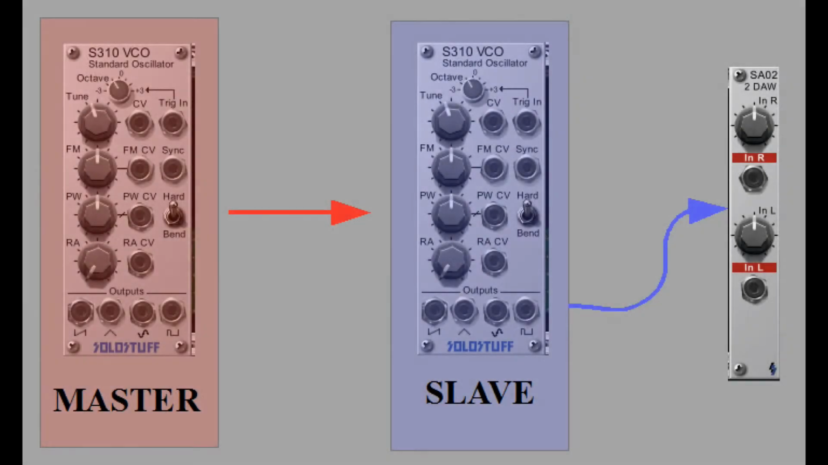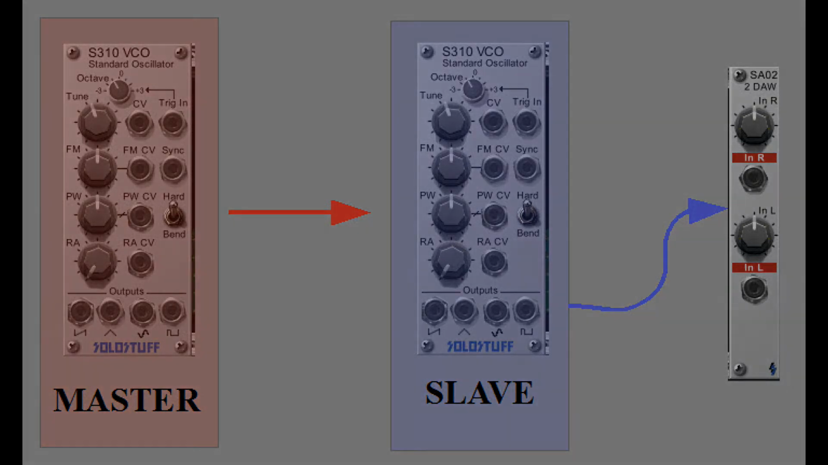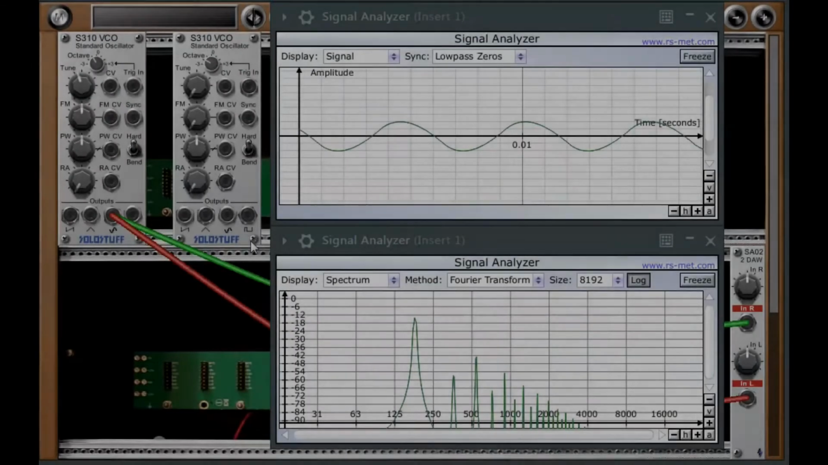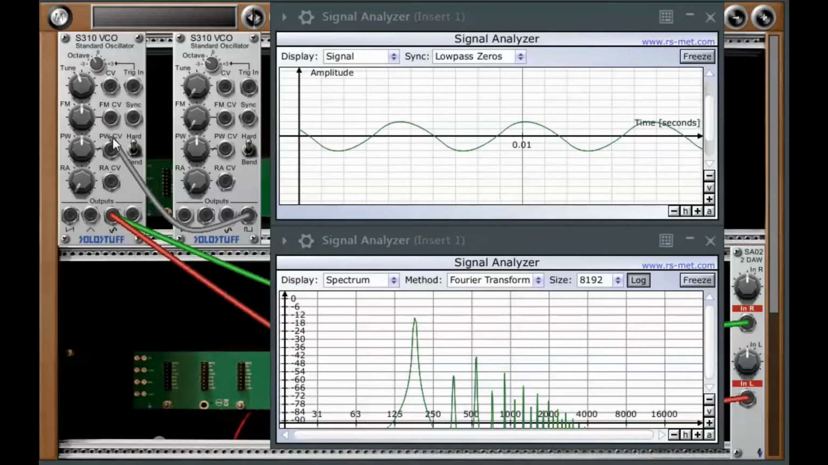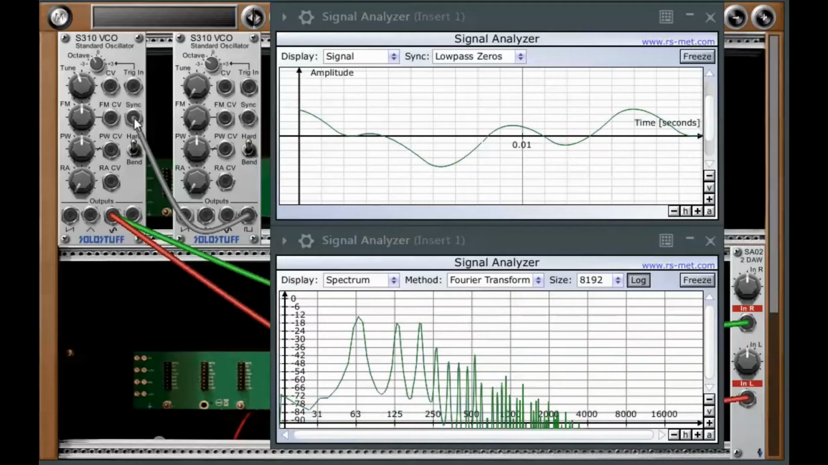Well, next functions, Hardsync and bend. Hardsync first. And again some basic explanations for the beginners before I dive into details. Hardsync means that one oscillator, called the master, forces a second oscillator, called the slave, to begin its cycle always when the first oscillator, the master, starts its cycle. In some cases, when it ends its cycle. The result is a sound richer in partials and often quite harsh.